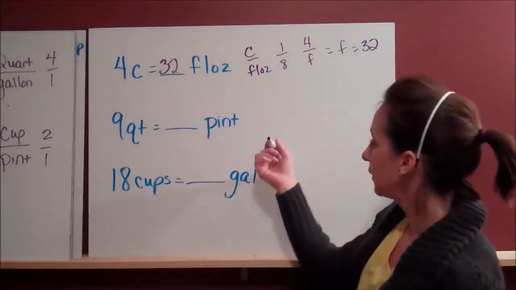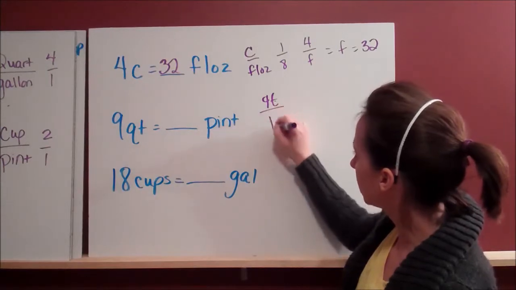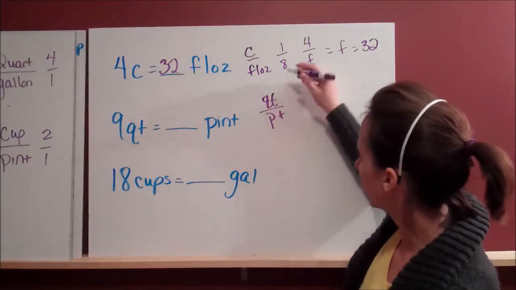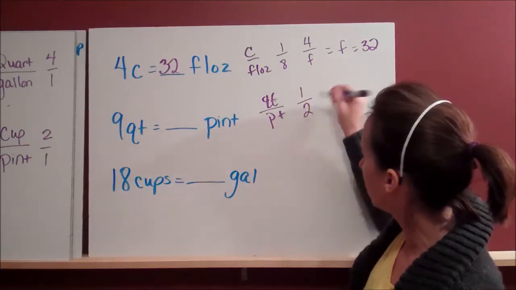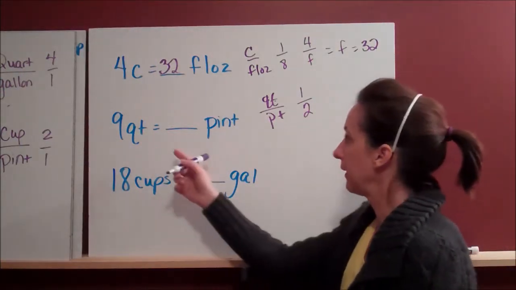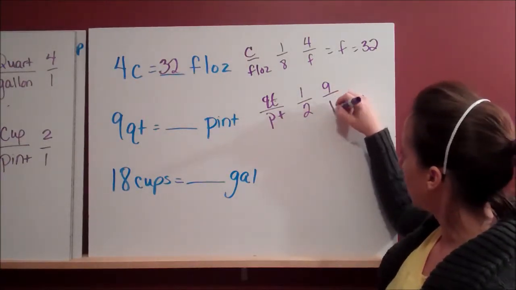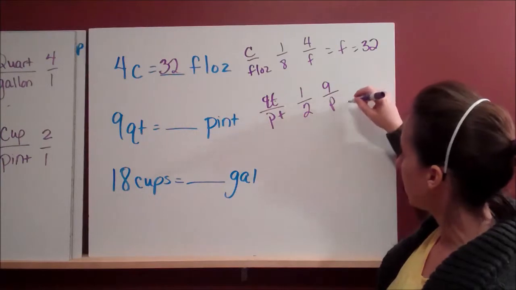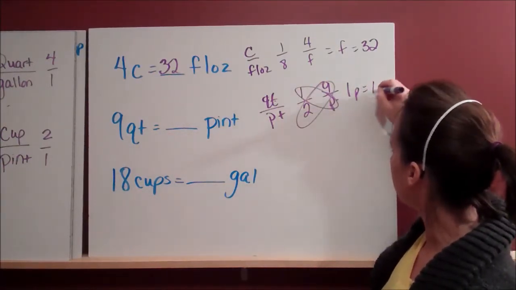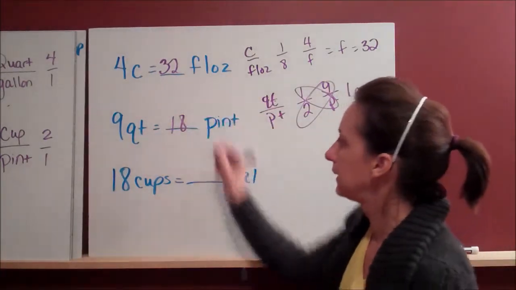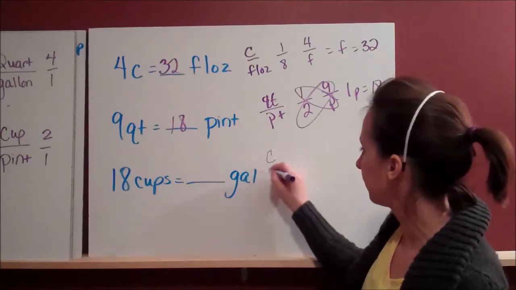Quarts to pints, what I know is that 1 quart is 2 pints. So if I have 9 quarts, I'm putting 9 here with a P, and 1 times P equals 2 times 9. So 1P equals 18. So 18 pints.